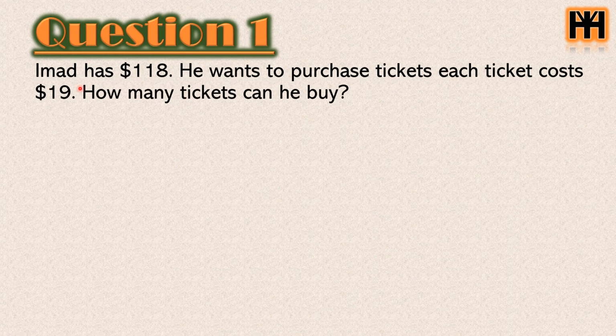Question 1. Imad has $118 and he wants to purchase tickets. Each ticket costs $19. How many tickets can he buy? Okay, so we'll divide 118 by 19. So it's 118 divided by 19.